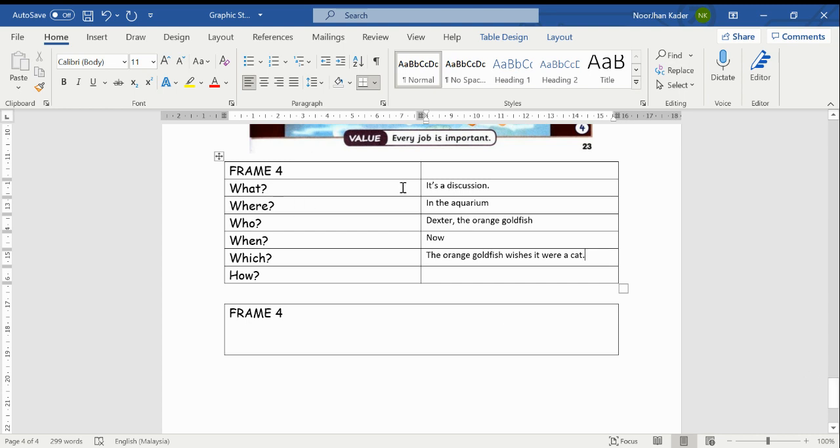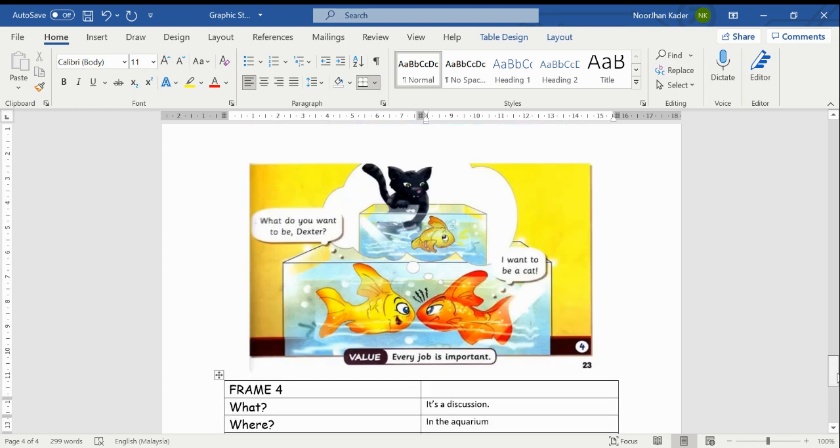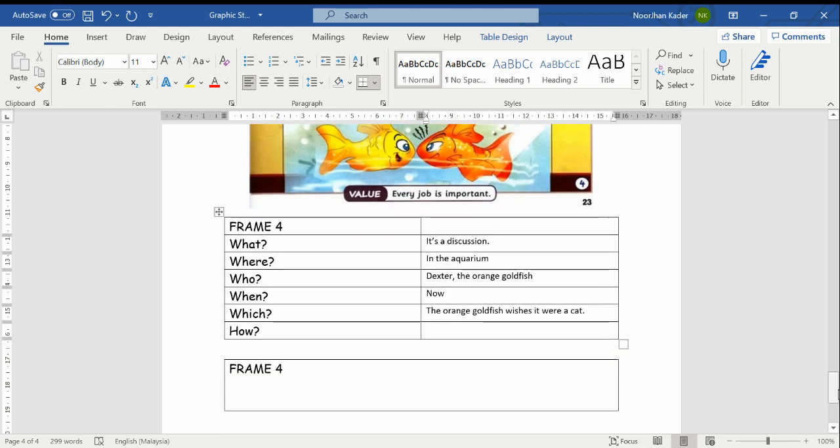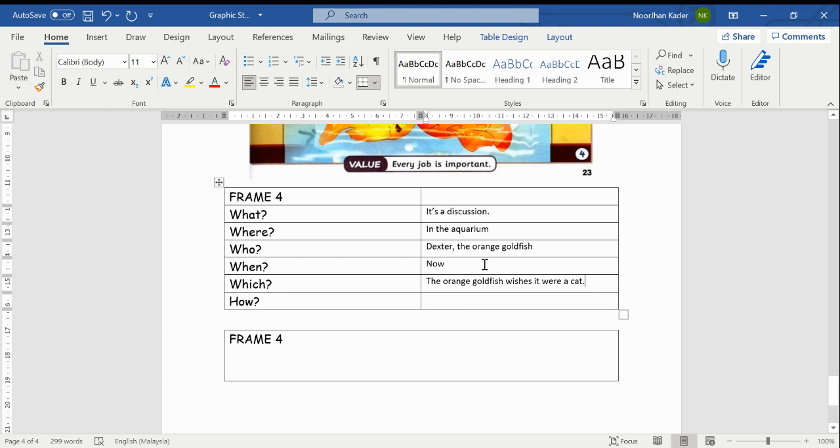What is happening is a discussion, where, in the aquarium. Okay, who is asking who? Yeah, the yellow goldfish is actually asking Dexter the orange goldfish. So the answer given as to what it wants to be is that it wants to be a cat. So we are talking about Dexter the goldfish because that fish only answers it wishes it were a cat. And when? Now. Which? The orange goldfish wishes it were a cat.